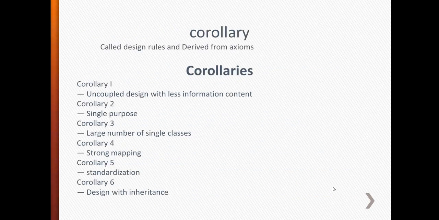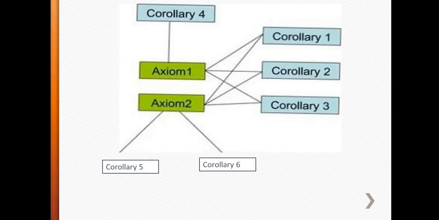Corollaries are called design rules and are derived from axioms. There are 6 types of corollaries, named Corollary 1 to Corollary 6. Each corollary is associated with the following concepts. Corollary 1, uncoupled design with less information content. Corollary 2, single purpose. Corollary 3, large number of single classes. Corollary 4, strong mapping. Corollary 5, standardization. And Corollary 6, design with inheritance.